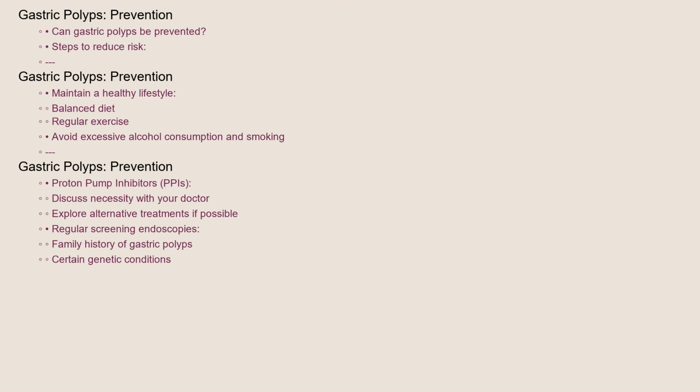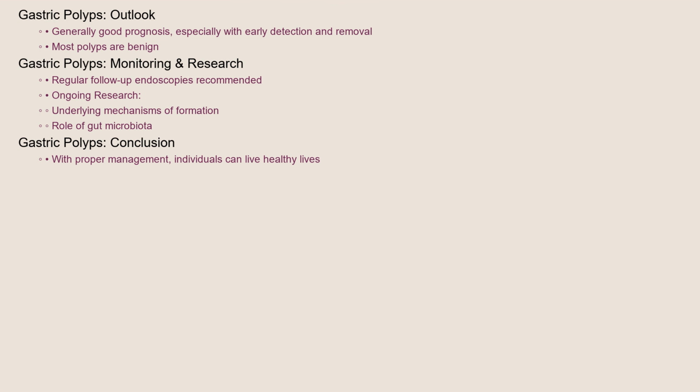Can you prevent gastric polyps? While not all gastric polyps are preventable, there are steps you can take to reduce your risk. Maintaining a healthy lifestyle, including a balanced diet and regular exercise, is always beneficial. Avoiding excessive alcohol consumption and smoking is also recommended. If you are prescribed proton pump inhibitors, discuss with your doctor whether they are truly necessary and explore alternative treatments if possible. Lastly, if you have a family history of gastric polyps or certain genetic conditions, regular screening endoscopies may be recommended.